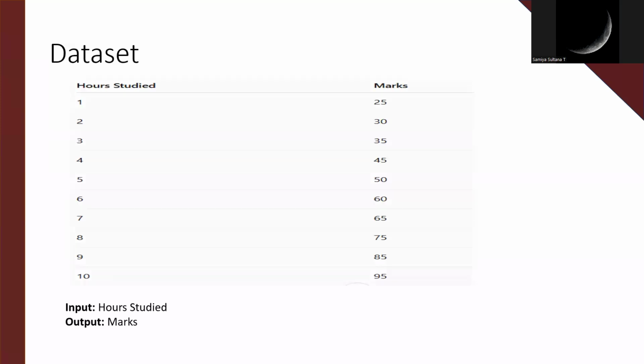Next is the dataset. The dataset contains two columns. The first column is hours studied, which is the input feature. The second column is marks, which is the target output. Each row represents one student's study hours and corresponding marks. The machine learning model learns the relationship between these two variables from the dataset.